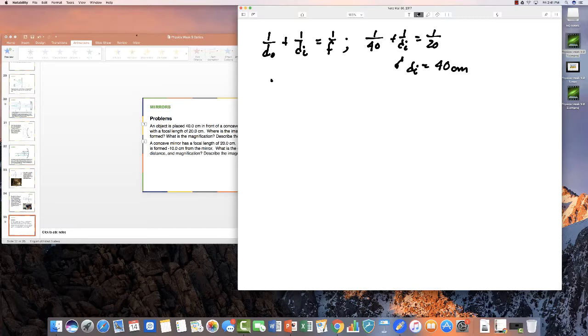The magnification is going to be minus 40 divided by 40, or minus 1, so it's going to be inverted but the same size. And because di is a positive number, this is a real image, this is going to be inverted, but neither magnified nor compressed.